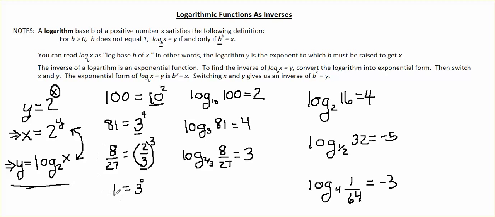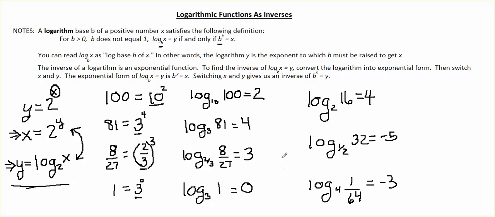Now let's take a look at this last one. We have log. What is our base going to be? Here's our base over here in our exponential function. It's going to be base 3. What was our exponent in our exponential function? 0. The answer is going to be 1. 3 raised to the 0 power equals 1.